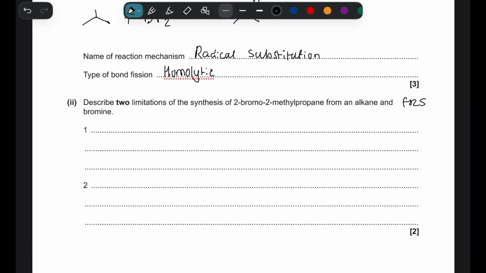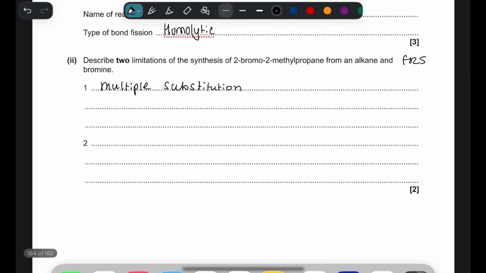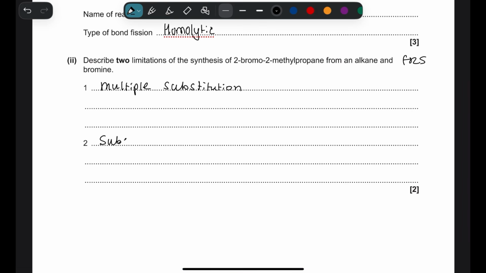what are the limitations. You always want to say multiple substitutions. So this is like saying that, okay, this time we only added 1 bromine, but because the reaction is kind of uncontrolled, you could add 2 or 3. And then another thing is substitution at different parts of the chain. So we got 2-bromo, right? But you could easily get 1-bromo, you know, it literally just depends. So I think, yeah, there we go.